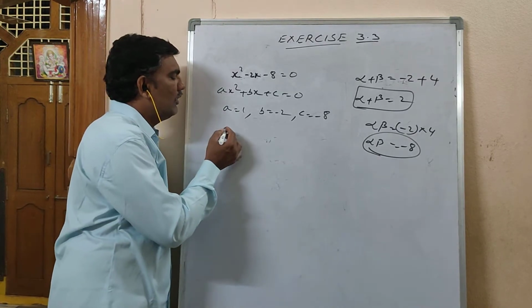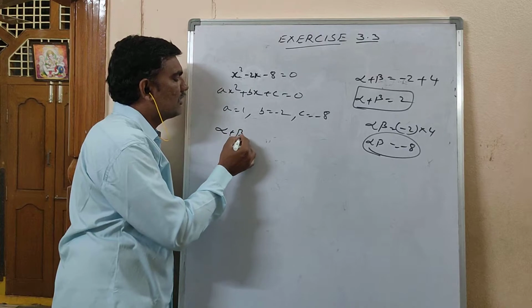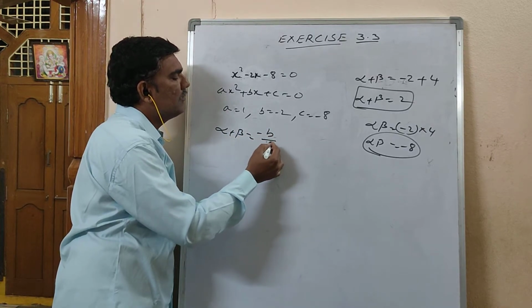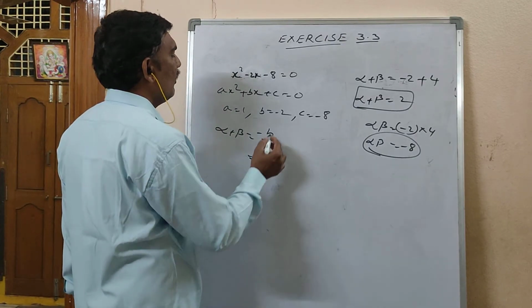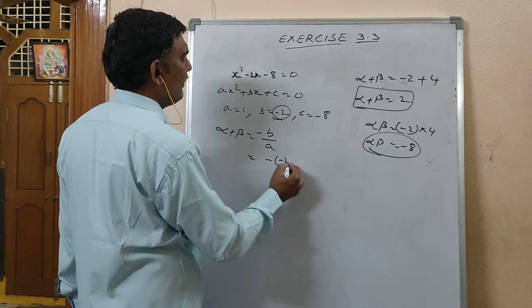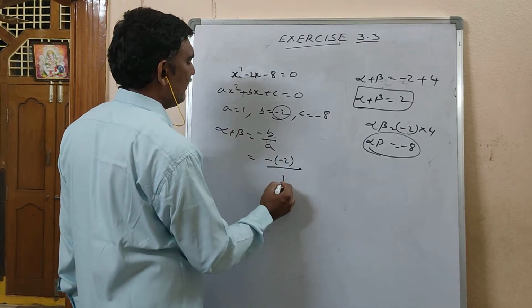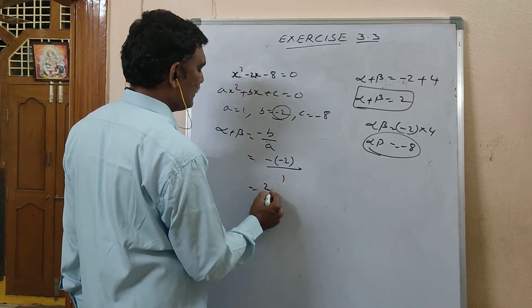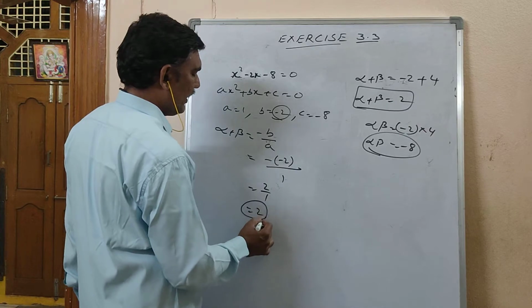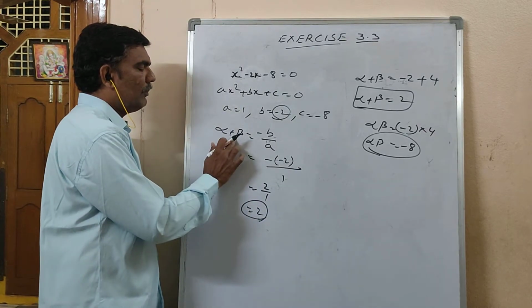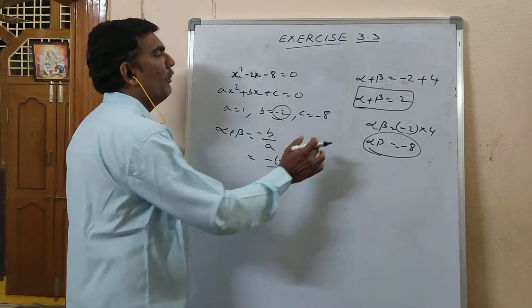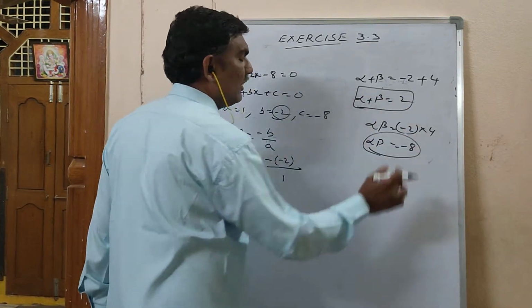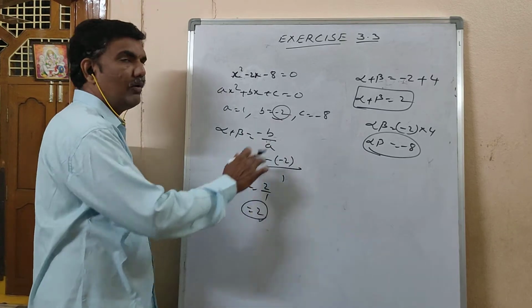Okay. Now, the sum of the zeros formula is minus b by a. So here minus, what is b here? Minus of minus 2. What is a here? 1. Minus of minus 2 means 2 by 1. 2 by 1 you can write as 2. Alpha plus beta value, by using coefficients you got 2. By using zeros also you got what? 2. So hence verified.